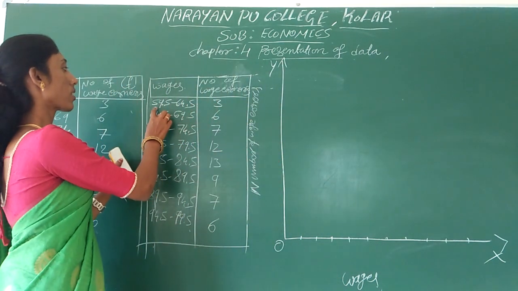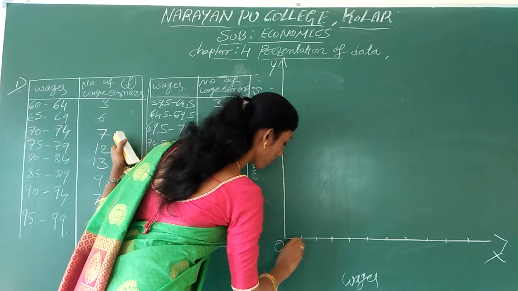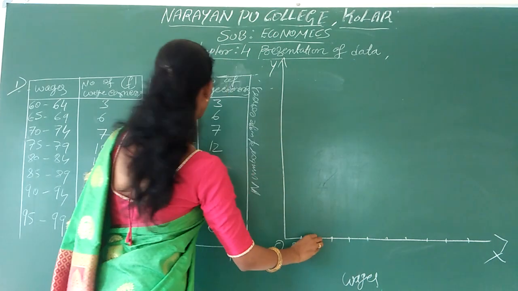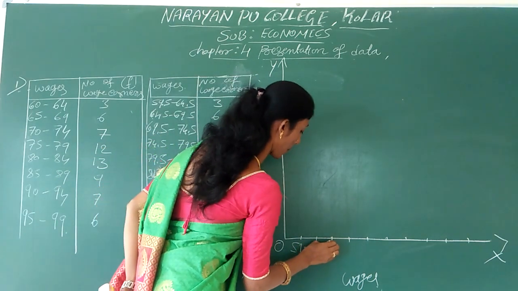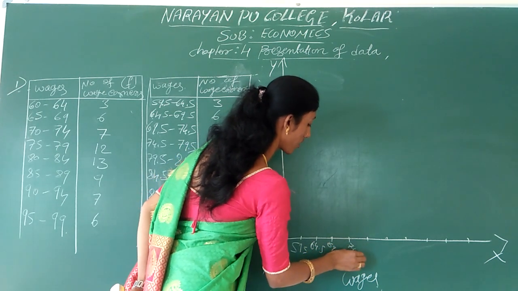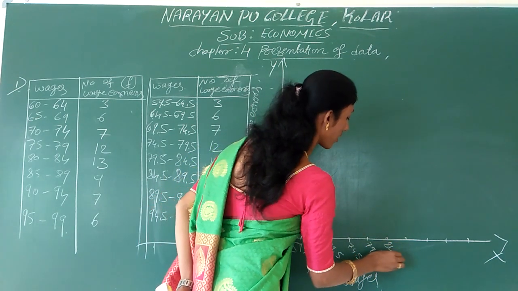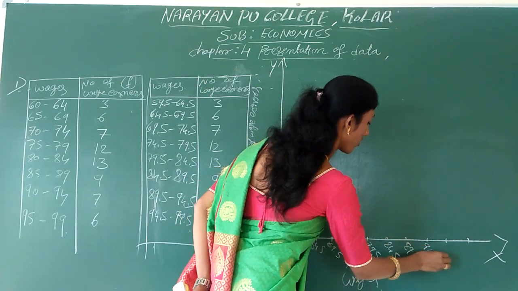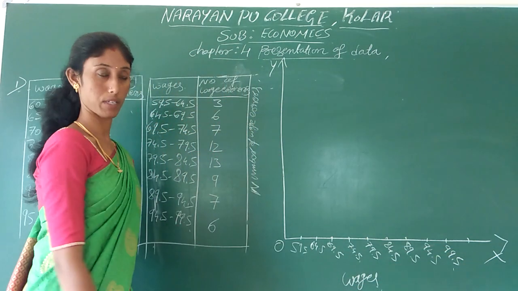Here, see now. The first point starts from 59.5. Next 64.5, 69.5, 74.5, 79.5, 84.5, 89.5, 94.5, 99.5. Now take the wage limits.